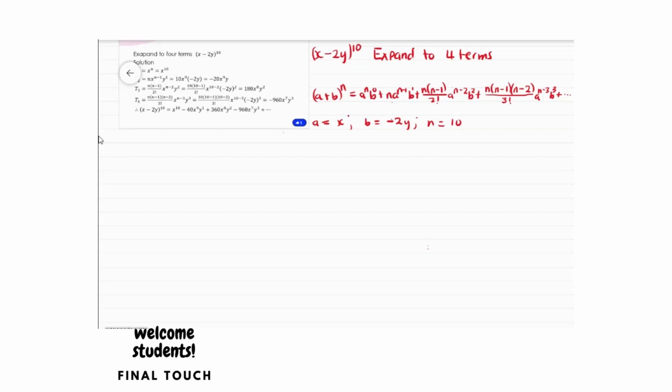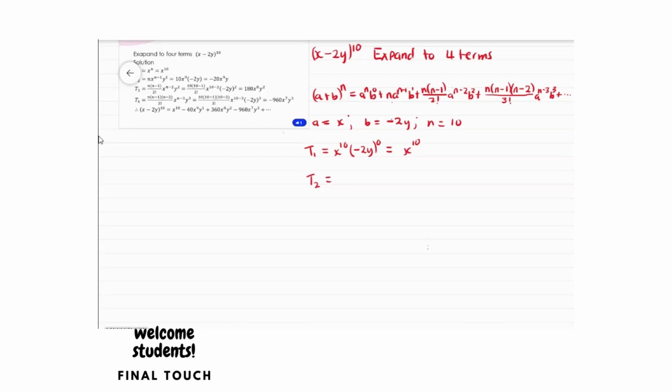So to start with, we have our term 1, which is equal to a to the power n, and a is equal to x in our question. Hence we're going to say x to the power n, which is 10, multiplied by b, which is minus 2y, to the power 0. If we simplify this, we know that any number raised to the power 0 is 1, and we're going to have x to the power 10 as our first term.